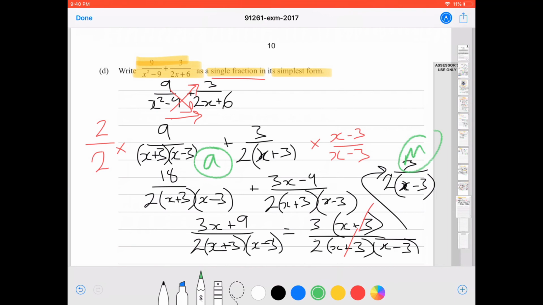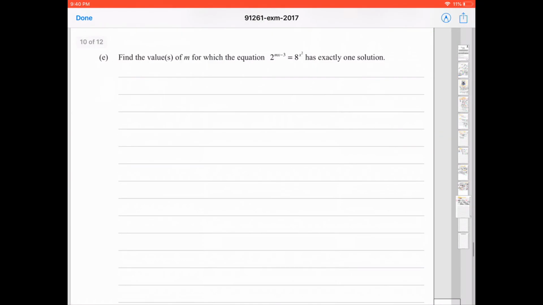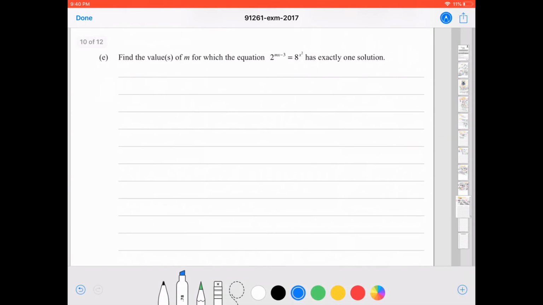Okay, moving on to question 3e now, the last question of the paper. It says, find the values of m for which the equation 2 to the power of mx minus 3 equals 8 to the power of x squared has exactly one solution. So looking like another discriminant question here, with some added steps. We've got 2 to the power of mx minus 3 equals 8 to the power of x squared. And so first we actually have to use our indices rules before we can get on to any discriminants.